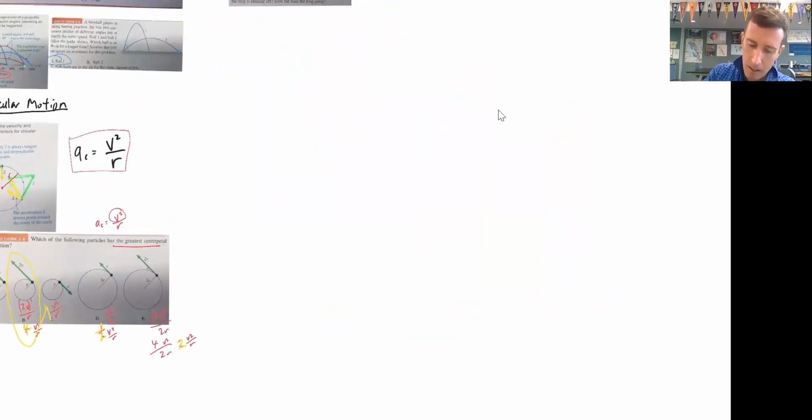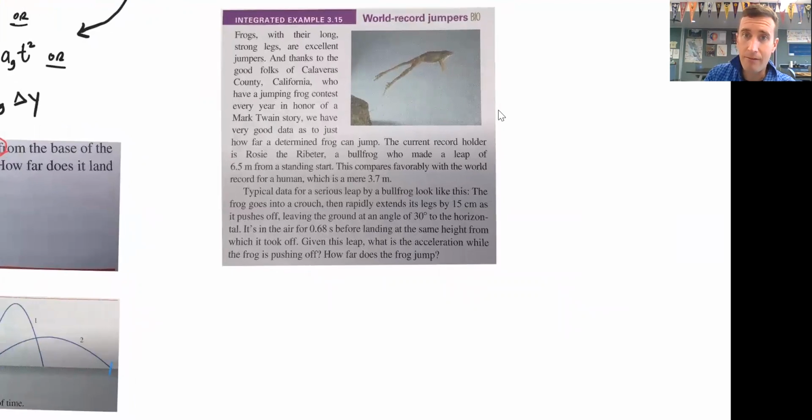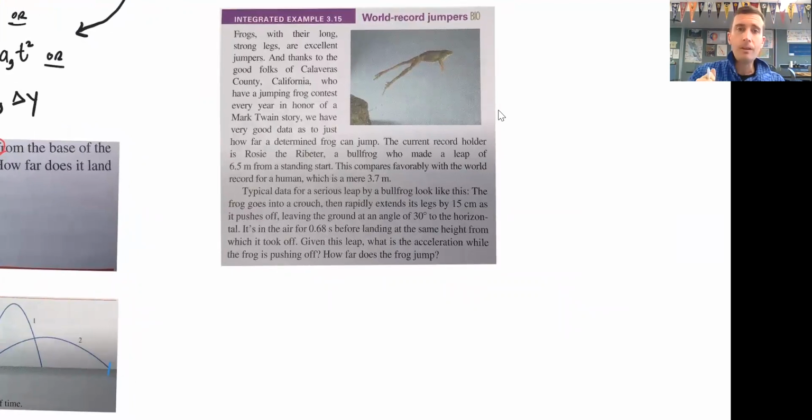All right. Let's do one final practice problem that puts everything together. Frogs with their long, strong legs are excellent jumpers. And thanks to the good folks of Calaveras County, California, who have a jumping frog contest every year in honor of a Mark Twain story, we have very good data as to just how far a determined frog can jump.